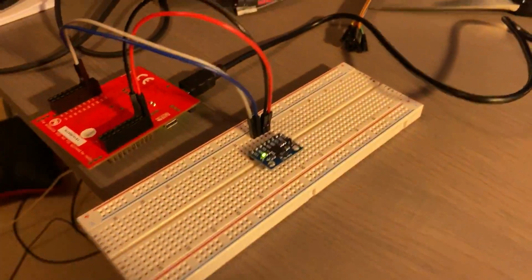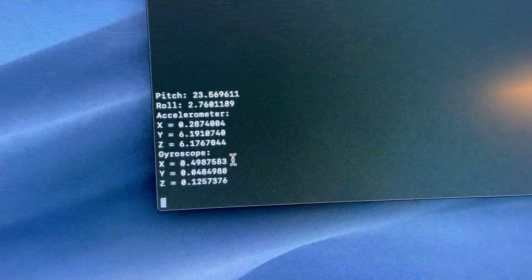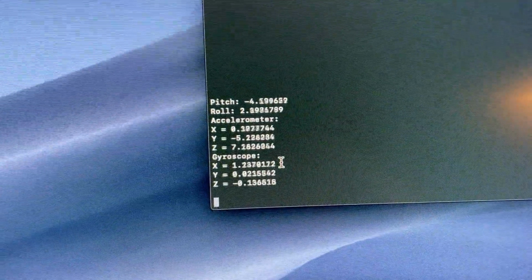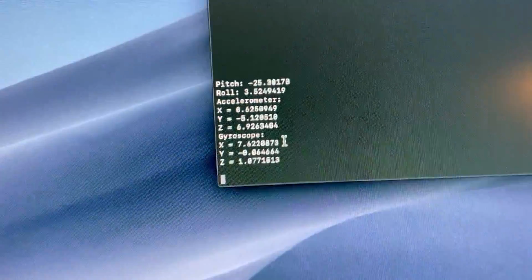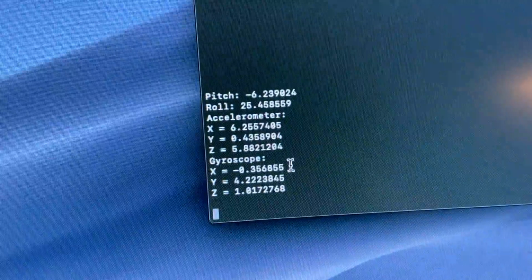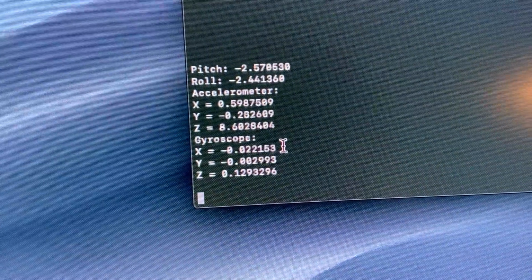So if I pitch it this way, the pitch will change in value. And it also goes negative. I go complete opposite. If I roll the board here, the roll is also being measured. And of course, for the accelerometer, the z has already been measured.